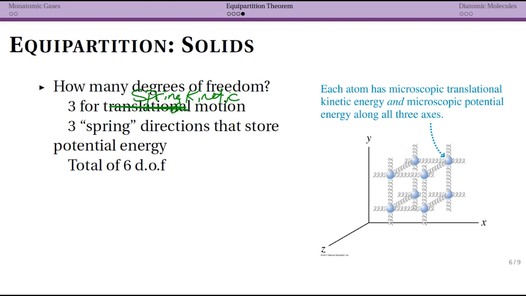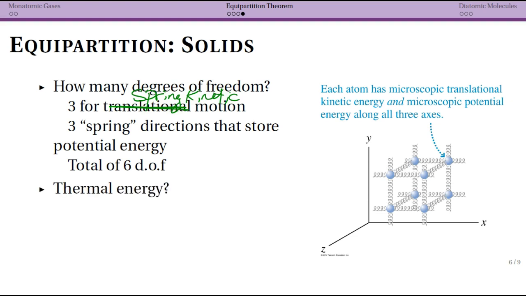And this might actually be a little bit counterintuitive, that monatomic gases, those molecules can fly wherever they want, but a solid, you think of it as being less free. However, it has 6 degrees of freedom. So make sure that you understand what this degrees of freedom actually means. Again, it's ways of storing energy. So even though we would think of these atoms as more confined, they have more degrees of freedom.